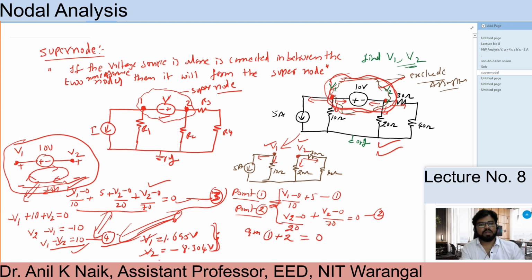So this is how we are going to do the super node analysis, and you can do more problems on the super node, so that you can also get some idea. So I think you understood what nodal analysis is and what the super node concept is, and how we are going to apply the super node concept to which specific networks. I think you got that knowledge.